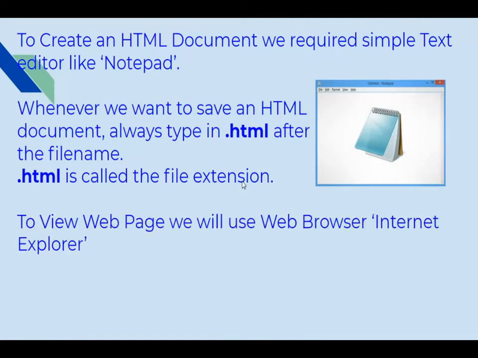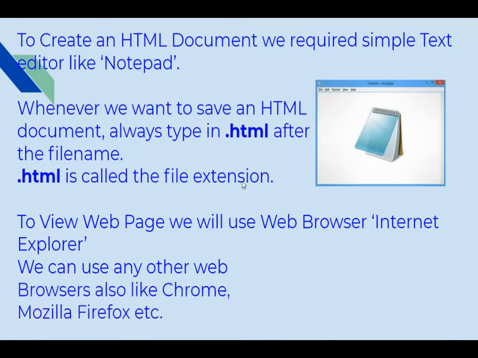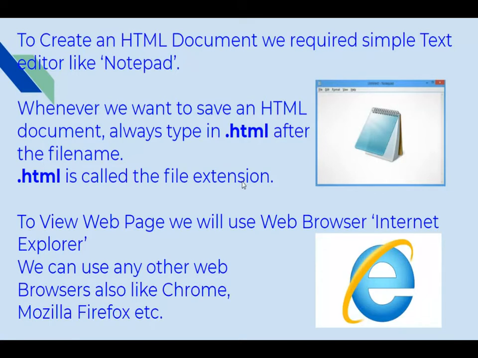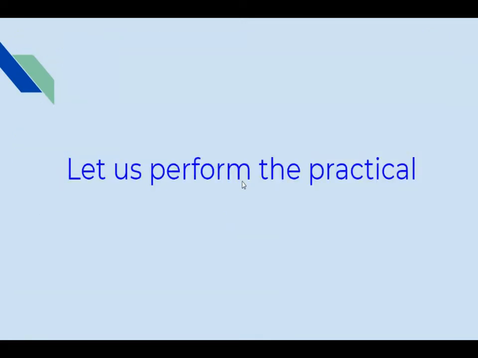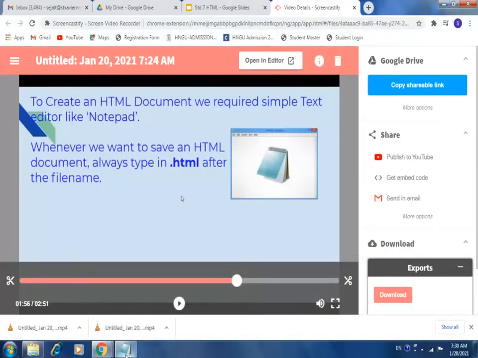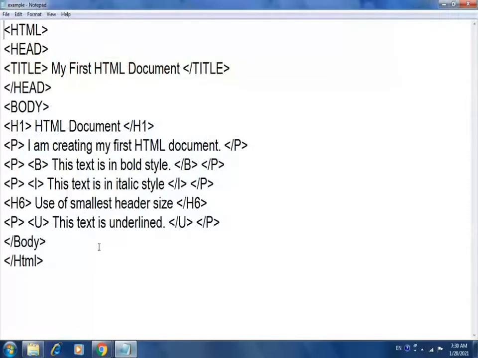After creating our document, we have to see our output in a browser window like Internet Explorer. First you save your file in Notepad, then you open Internet Explorer. You can also use another web browser on your computer, like Chrome, Mozilla or Firefox, to see your output. This way we will create our document and see the output in Internet Explorer. So now let us perform the practical. We need Notepad to write our HTML document. I have already prepared one document, and we will see its output in Internet Explorer.